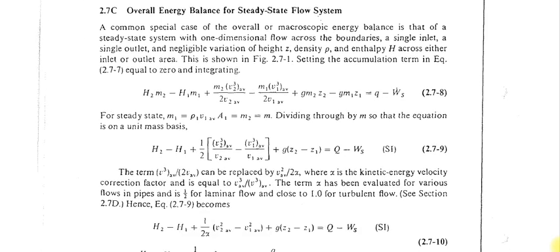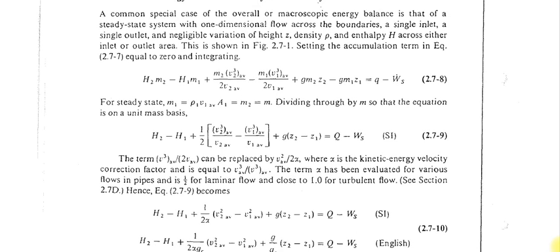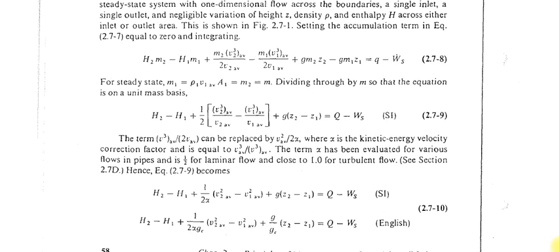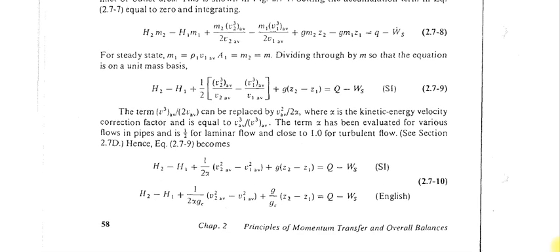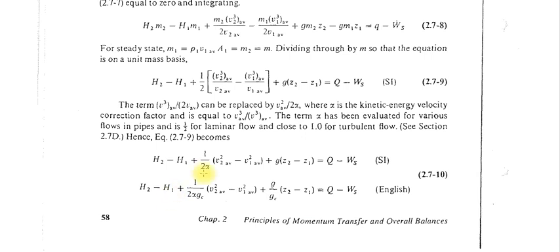This is basically a microscopic balance only. But when you write the equation for steady state, which is more important for us at this point, at last you will get this equation: H2 minus H1 plus 1/2 alpha V2 square average minus V1 square average plus g(Z2 minus Z1) equal to Q minus WS. So this is the overall energy balance for an open system.